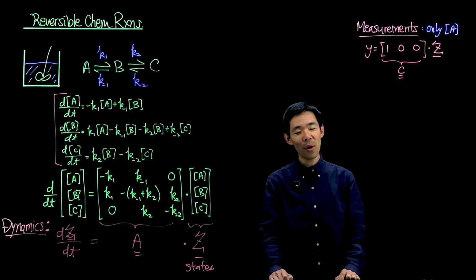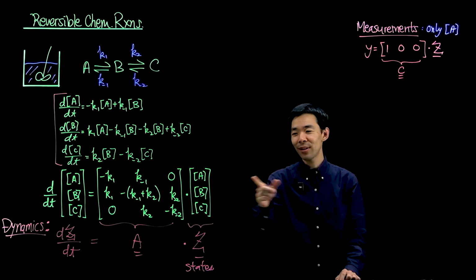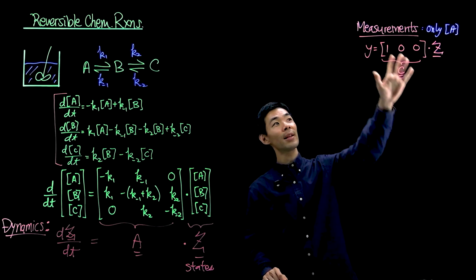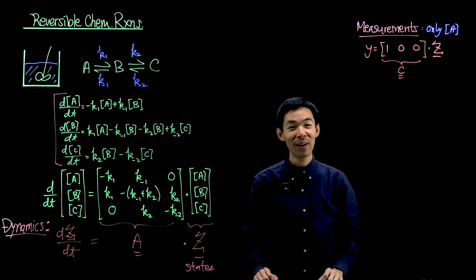Now, let's suppose that you have measured the concentration of A as a function of time, and therefore we can set up the observability matrix in the following way.